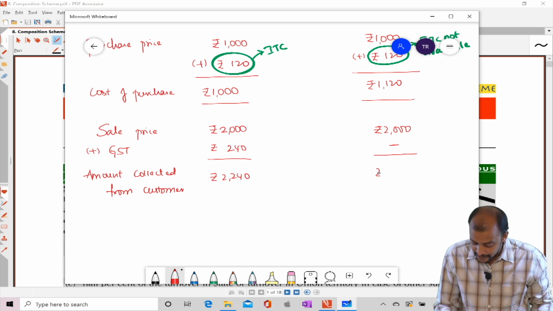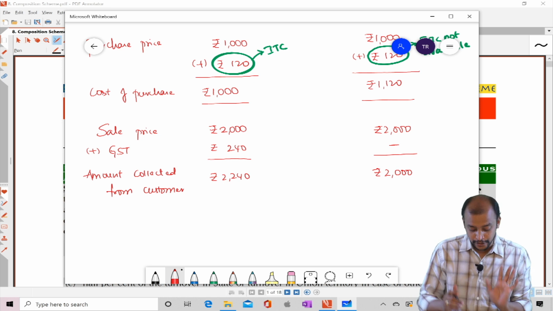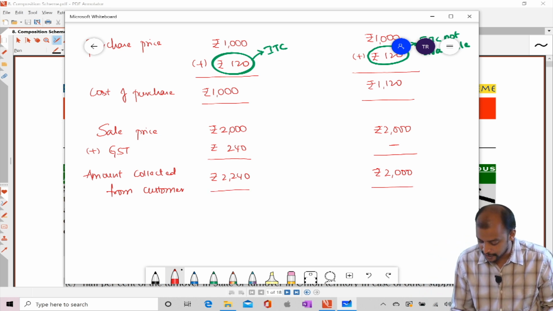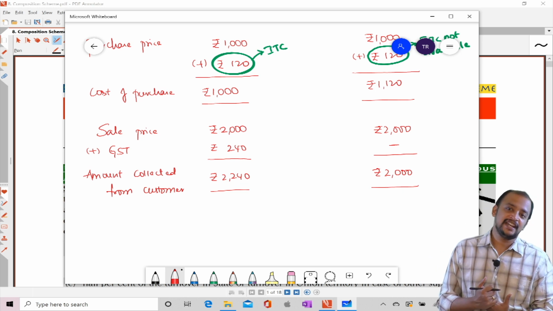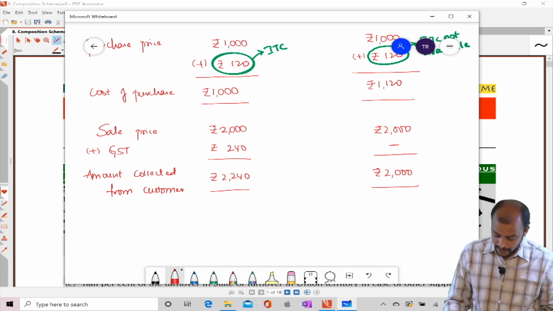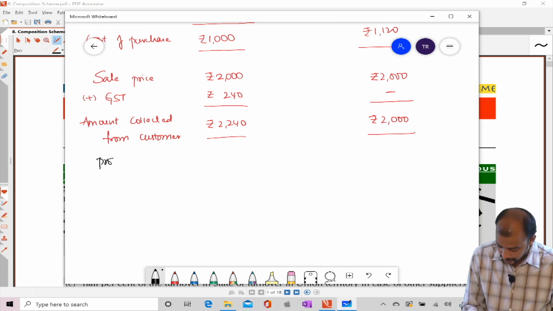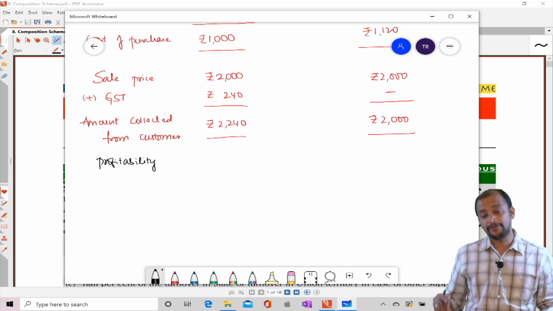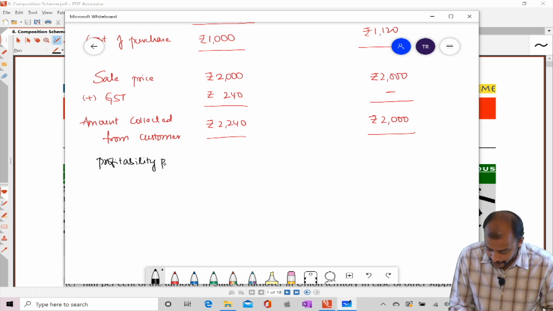Now here it will be only 2000. So this is the cost to customer. Amount collected from the customer or cost to the customer is only 2000. Now let's determine the profitability here. So what is that profitability? This is per unit. Profitability per unit.